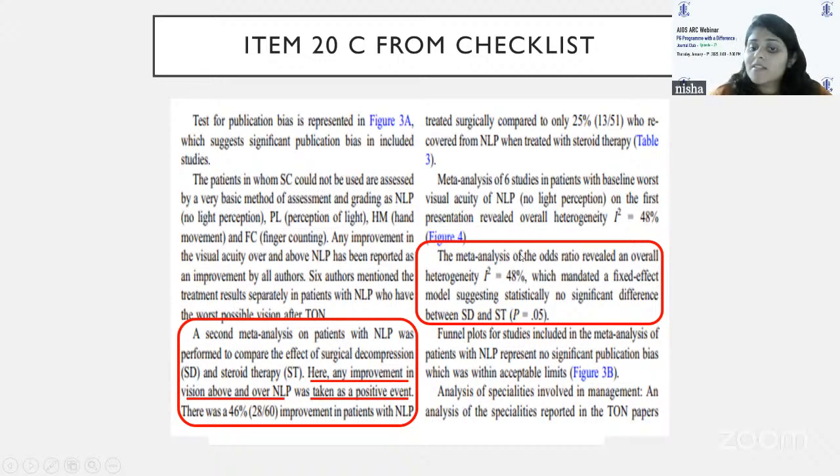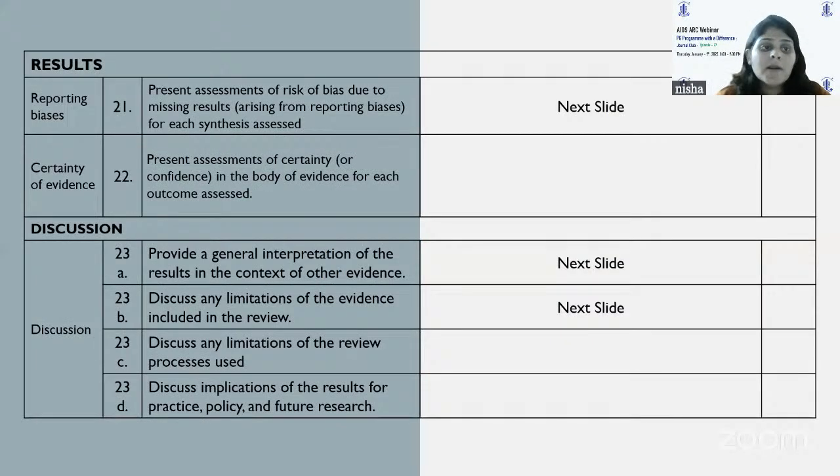So the meta-analysis of the odds ratio for this no light perception group revealed that I square was 48%, and this is less than 50%, so the heterogeneity was not as much, and this mandated a fixed effect model, suggesting that there was no statistically significant difference between steroid therapy and the surgical decompression. So although we can see that the numbers are so high, 46% and 25%, still the final outcome of the meta-analysis was that there is no statistically significant difference between surgical decompression and steroid therapy.